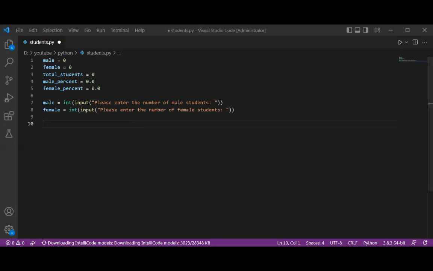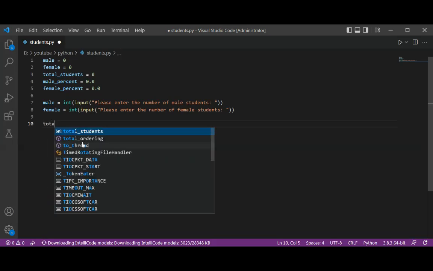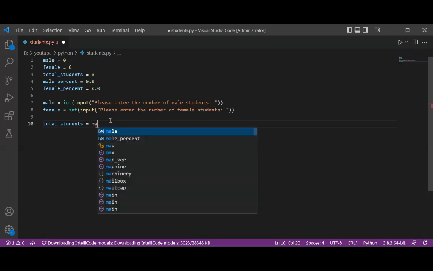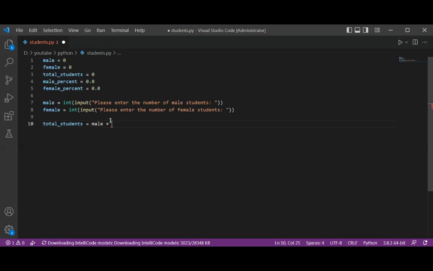And now we are going to calculate the total number of students. This will be total students, which will be set to male students plus female.